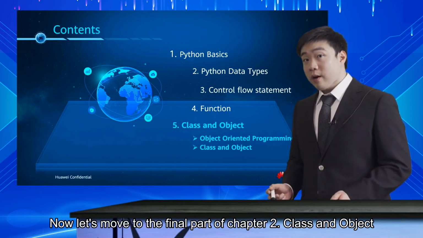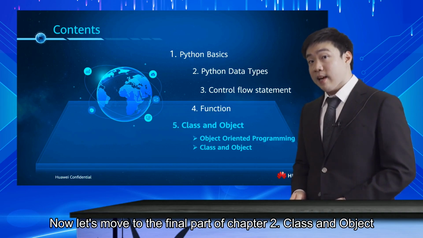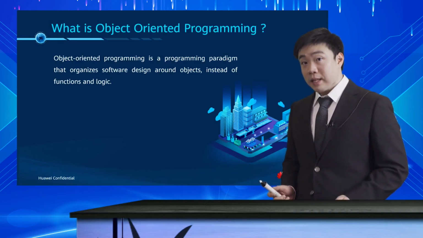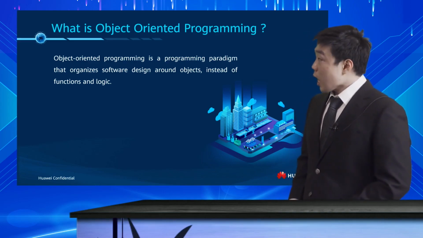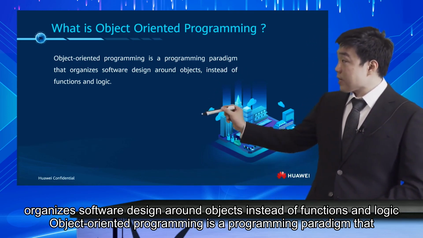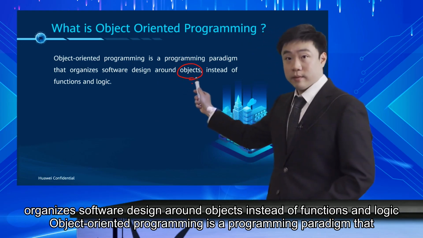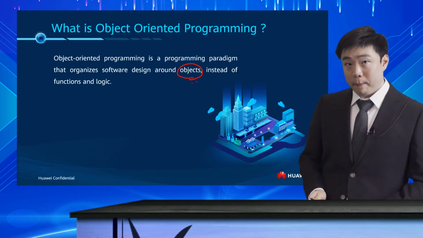Now, let's move on to the final part of Chapter 2, Class and Object. First, let me introduce object-oriented programming. Object-oriented programming is a programming paradigm that organizes software design around objects instead of functions and logic.